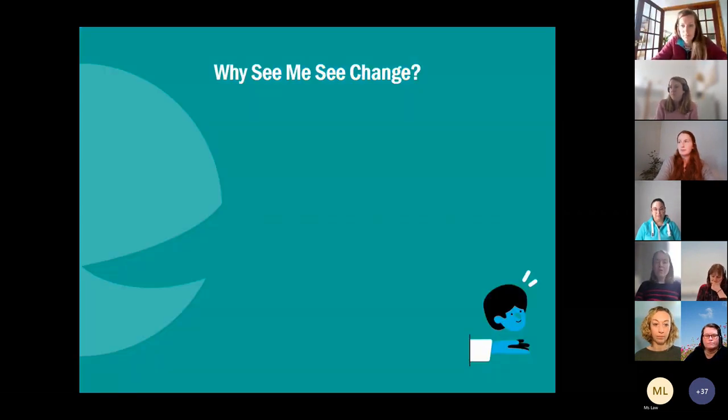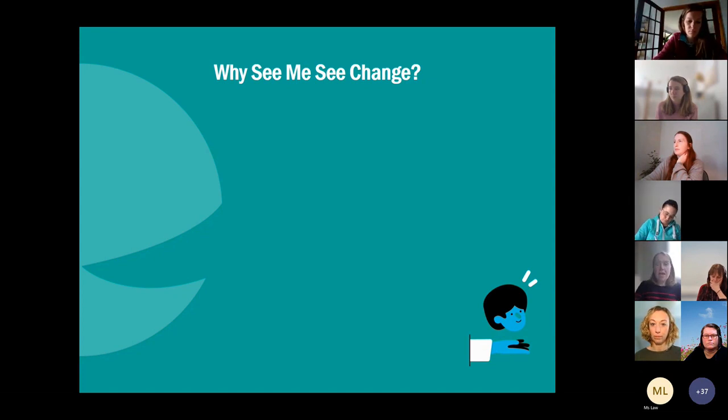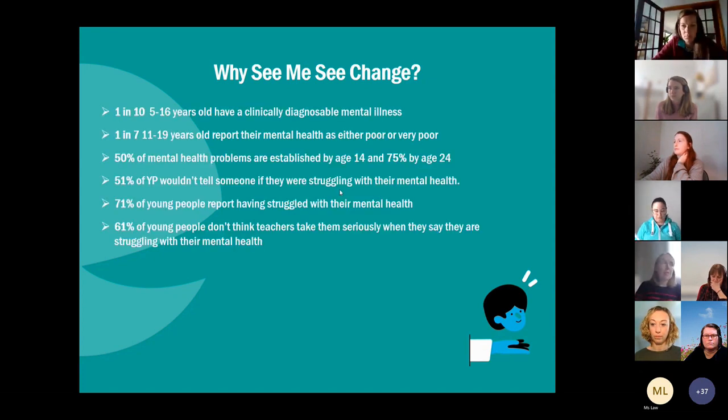So first up, just to set the scene, why are we here today and why should schools be taking up CME Change? I'm going to give a bit of context through some of the current statistics around mental health and experiences of young people. So we know that 1 in 10 5 to 16-year-olds have a clinically diagnosable mental illness. 1 in 7 11 to 19-year-olds report that their mental health is either poor or very poor. 50% of mental health problems are established by age 14 and 75% by age 24.